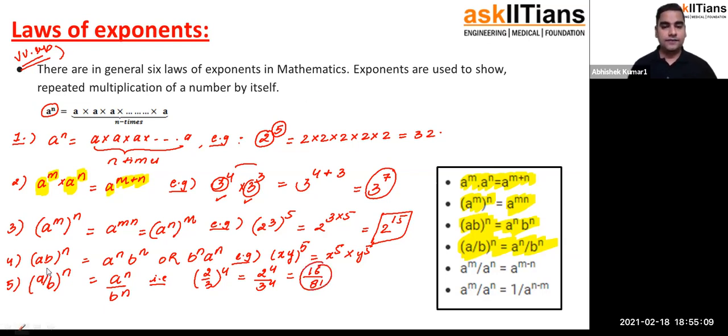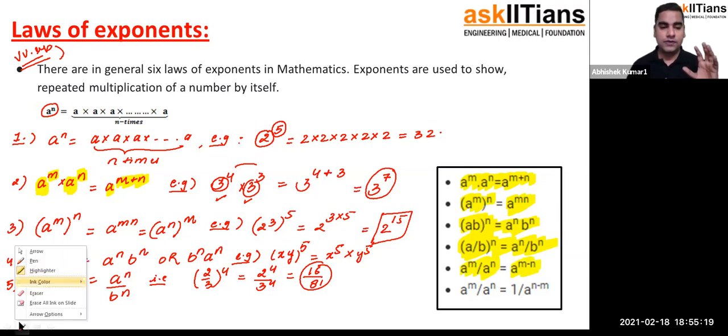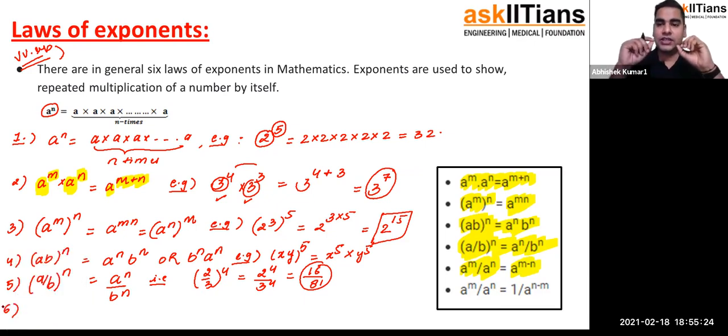The next we have is a raised to the power m by a raised to the power n is equal to this. All right. If you observe property number 5 and property number 6, which we are going to discuss now, you will see there is a minor change. What is that change? In property number 5, the base was different. Like you were having a in the numerator, b in the denominator, right? So these two values were different. But if we talk about the sixth property, the base in numerator and denominator is same. Okay, but the powers are different. In property 5, bases were different, powers were same.